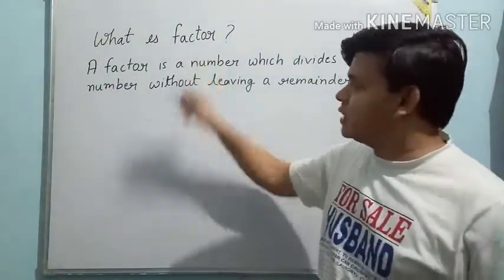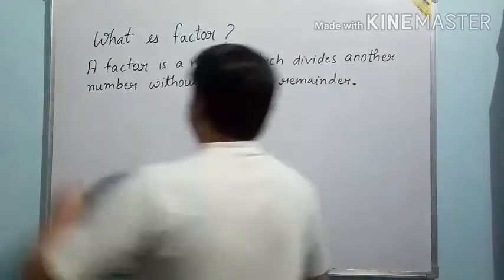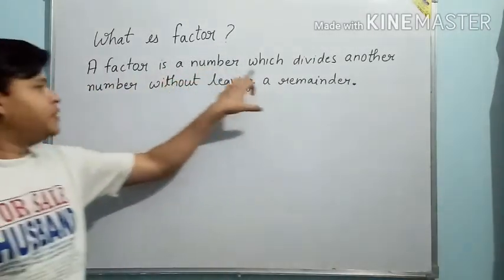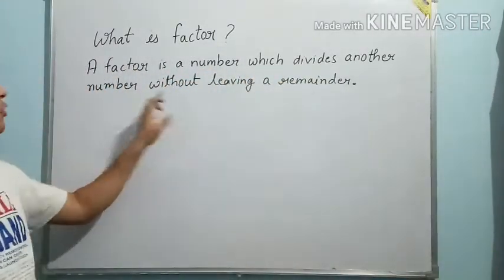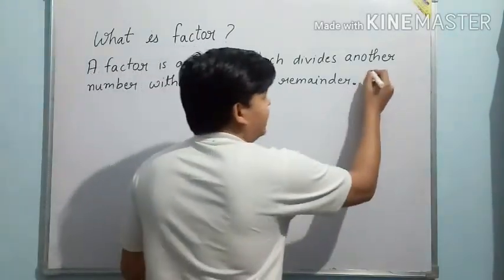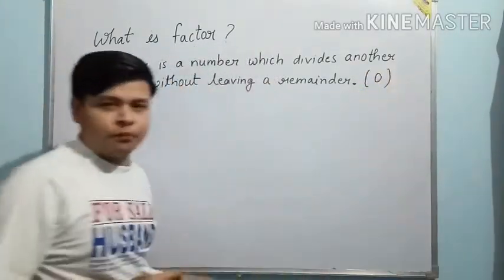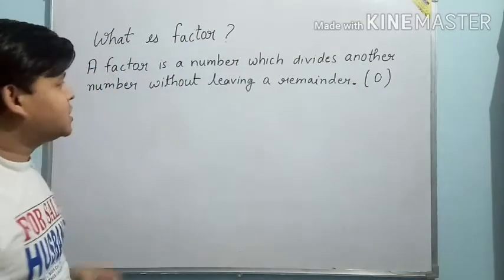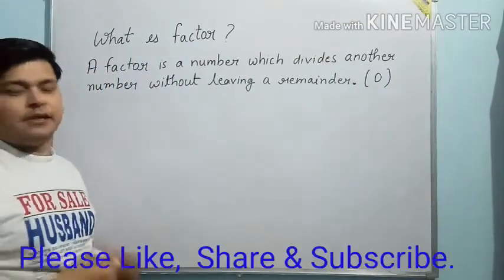Topic: what is a factor. A factor is a number which divides another number without leaving a remainder. That means we can also say that the remainder will be 0. So what does it mean? Let's understand this by taking an example.